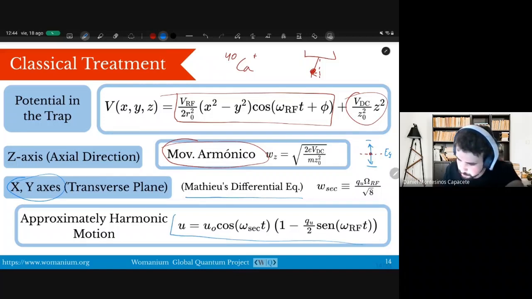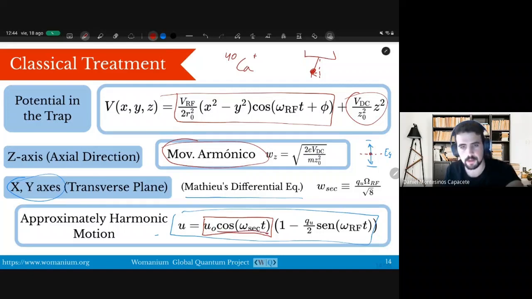You can get to this solution for both x and y, right? This u here is just either x or y. It depends, but it's for both directions. So what we get here is harmonic motion, just an amplitude and a periodic movement, but this is multiplied by another factor here, and this is normally called micromotion. This thing here.